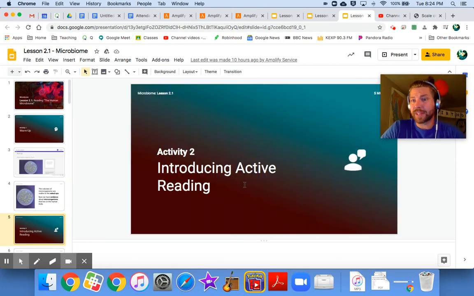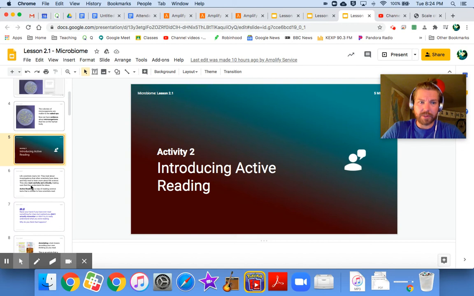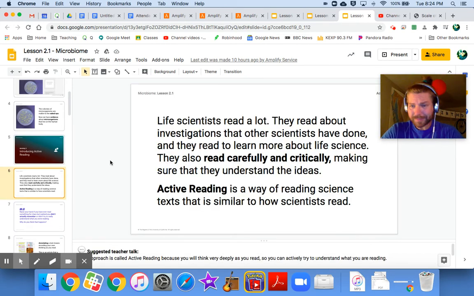Activity 2, introducing active reading. Hey, we're going to read an article today. That's the main thing we're doing. We're reading an article, but we want to do this thing called active reading. What are we talking about when we talk about active reading? Well, life scientists, remember, that's kind of like your role right now. You're acting as a life scientist. You're trying to find out as much information about these microscopic living things as you can. Well, guess what? They read a lot. They read about investigations that other scientists have done, and they read to learn more about life science.